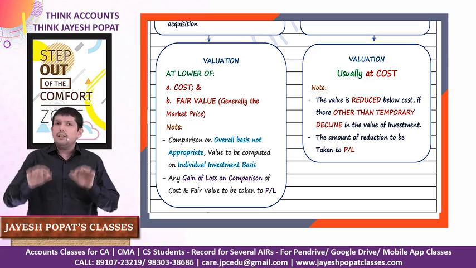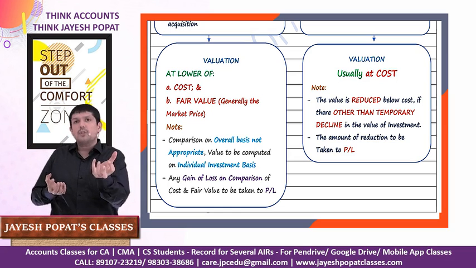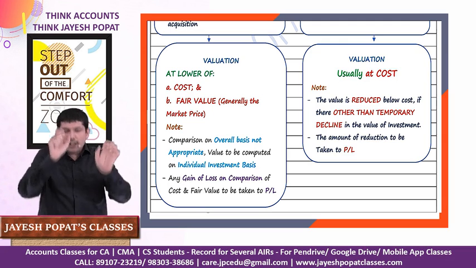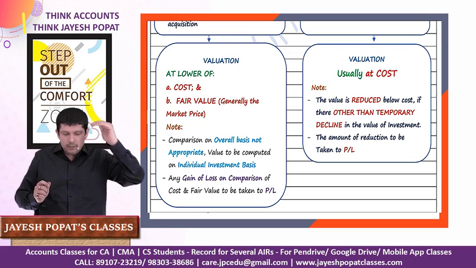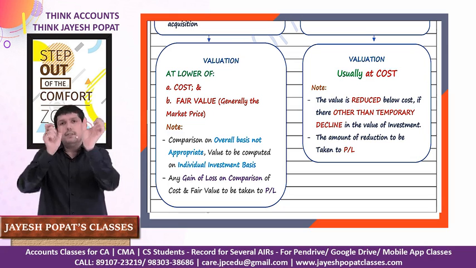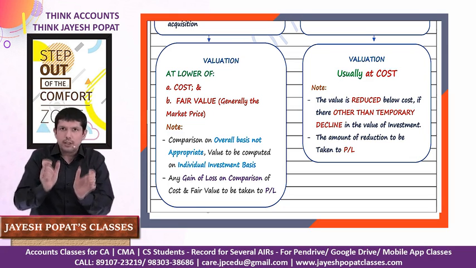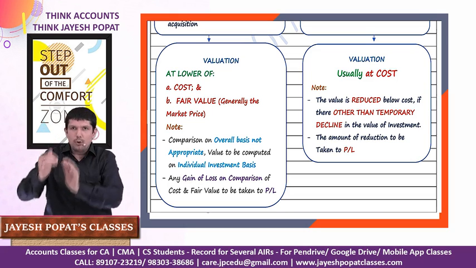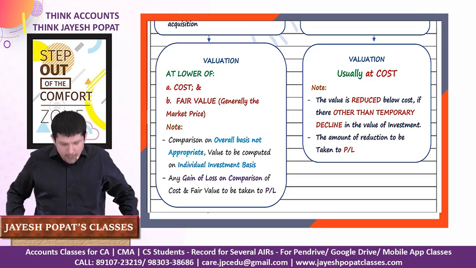And when you are comparing the cost and fair value, it is not that we have to compare the cost of all the investments in aggregate and the fair value of all the investments in aggregate. We have to make this comparison on an investment-by-investment basis. For example, I am holding shares of Reliance Industries, Tisco, and Infosys. So I have to compare individually the cost and fair value of Reliance, individually the cost and fair value of Tisco, individually the cost and fair value of Infosys, and then arrive at the lower of the two. The comparison cannot be done on a totality basis.